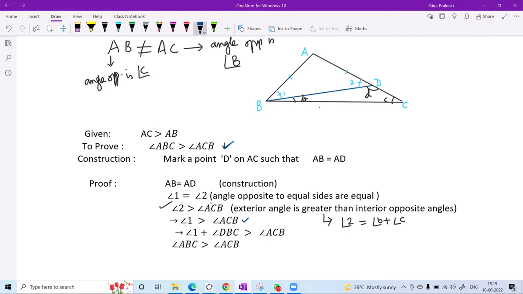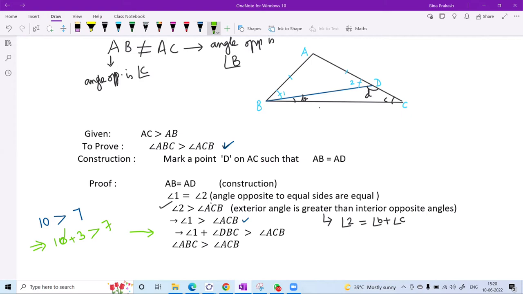If you have a number that is greater than 7, then don't we have this relation? If you add something to it, any number you add to it, it will still be greater than 7. The same thing I have mentioned here: something added to that angle will still be greater than ACB. So when you add that angle DBC, that makes the angle ABC, that is the full angle B. So we have proved the result that angle ABC is greater than angle ACB.